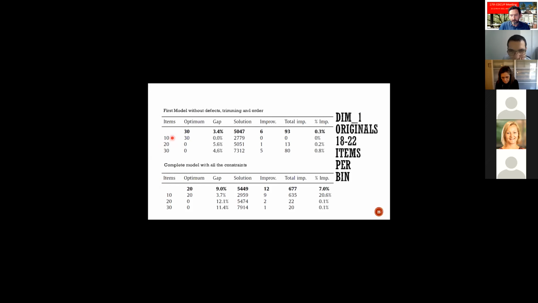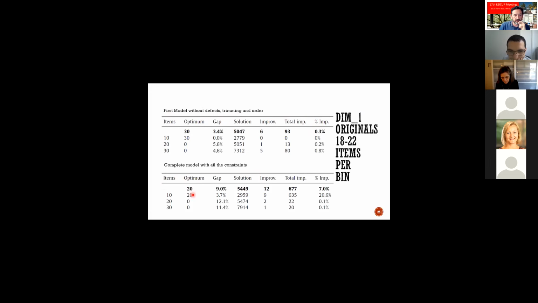And we can see that even the first model, without defects, without trimming, without order, is very difficult. Only problems with 10 items can be solved. Okay, I have to say that this is the number of optimal solutions, the gap, the average length of the width, the improvement made by the model, the total improvement in width, and the percentage of improvement. Okay, and this is with the complete model.